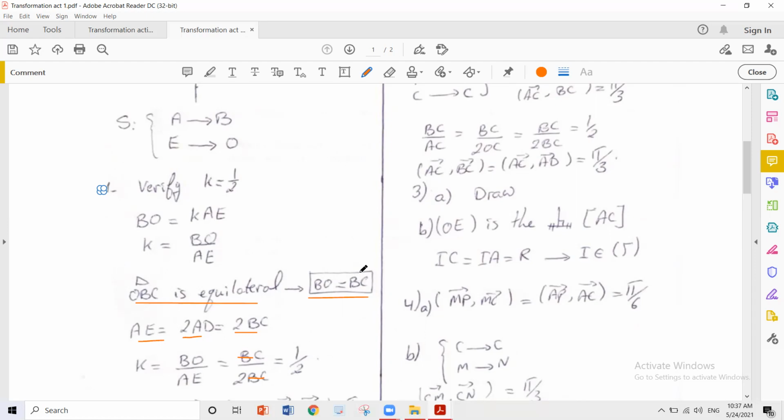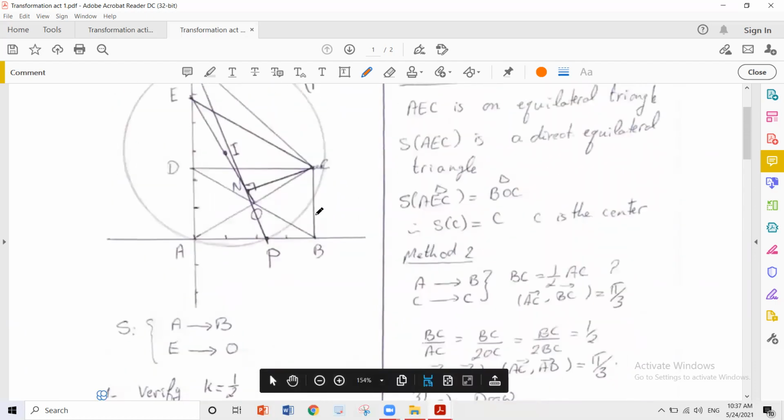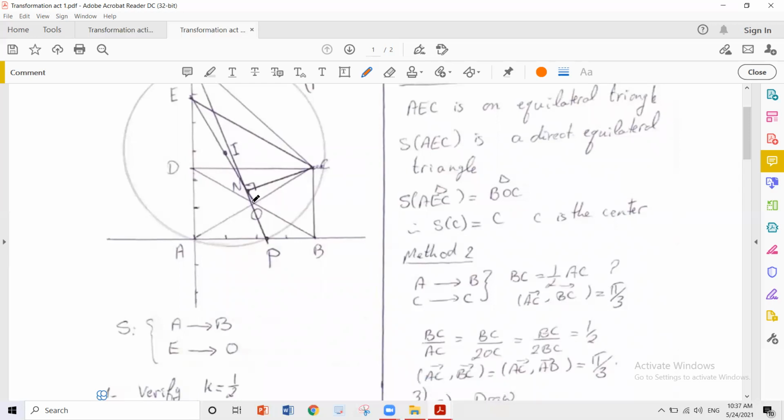Guys, any questions about K equal half? Oh no. No, okay. Yes, to calculate the angle (AE, BO), the angle is (AE, BO). So let's look at the figure. (AE, BO).